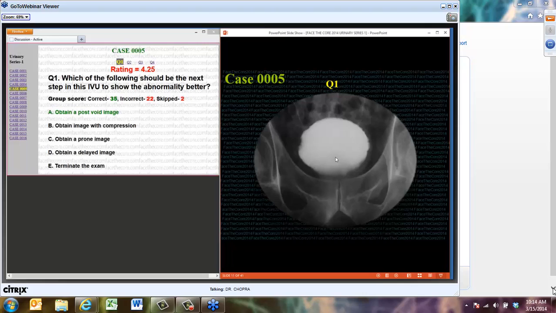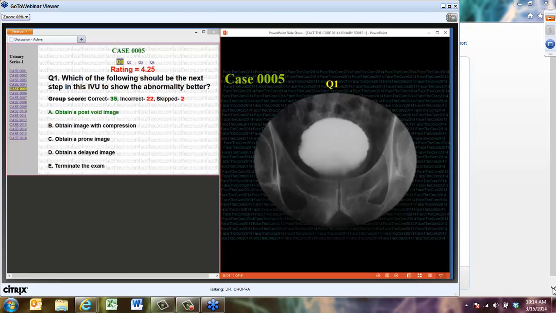Case 5, which of the following should be the next step in this IVU to show the abnormality better? So what you have is just a full bladder image. That is the ureter here, the ureter here. So what do you need to do? Of course, you will look at all the other images, but you need a post-void image. Very important. Post-void, whenever you're looking at the urinary bladder, you need to look at the post-void image before giving your diagnosis. It's a known fact for people who practice IVP, and by the way, don't make any mistakes.